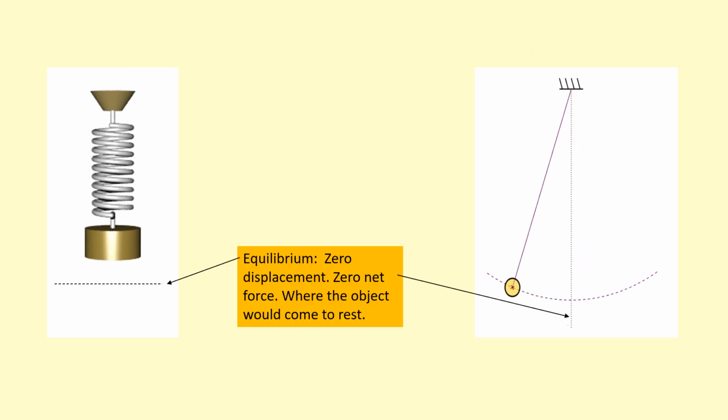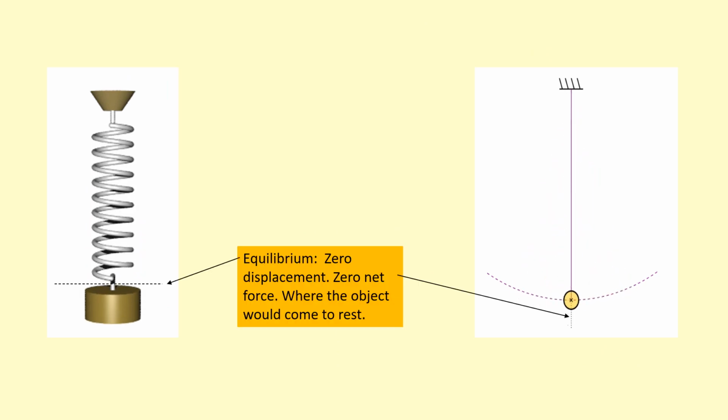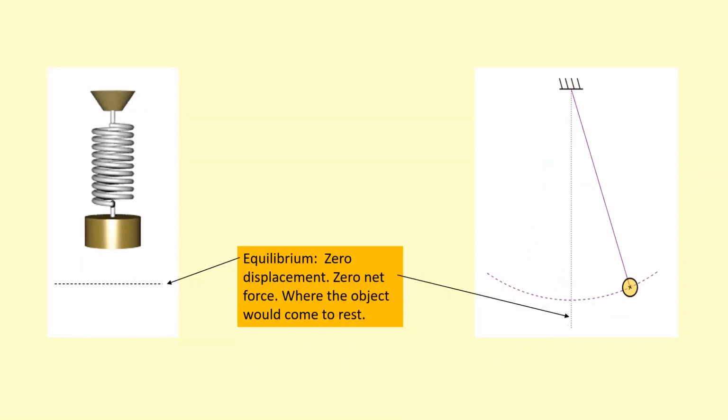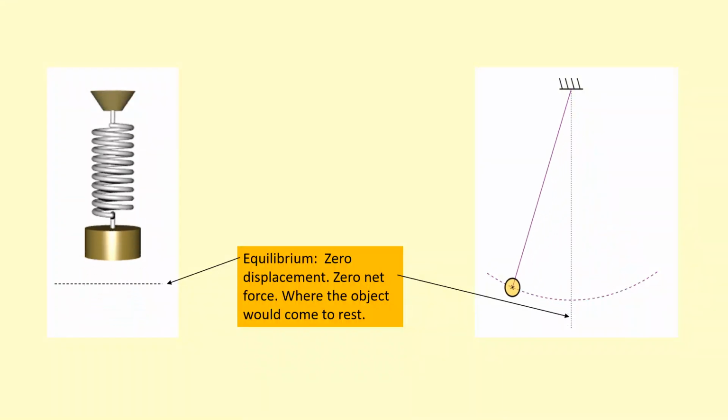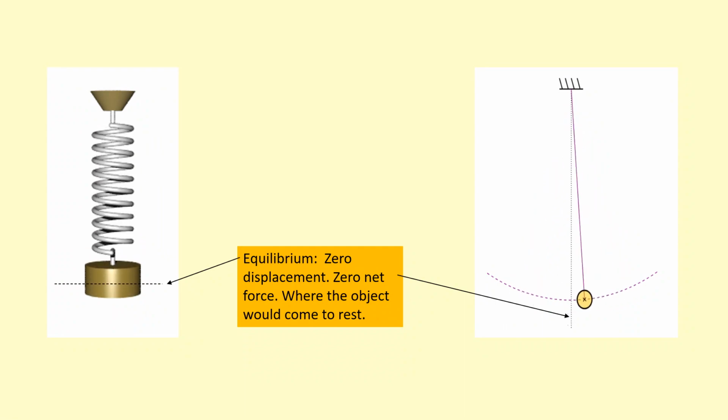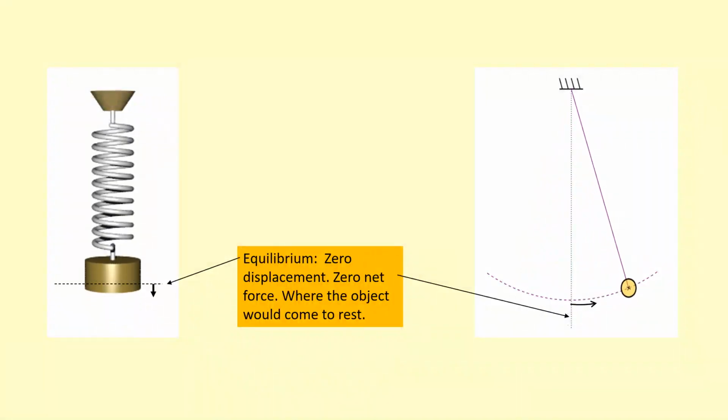So firstly, we've got the equilibrium. This is defined as a point where the displacement is zero, or also the point where the resultant force is zero, and this is where the object would come to rest if there was no disturbance in the system.